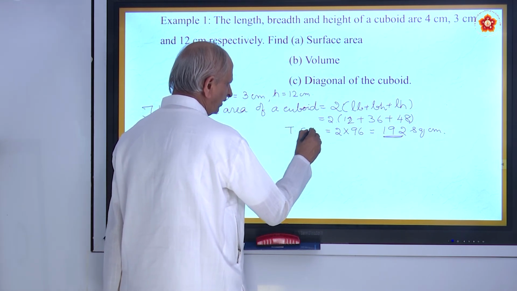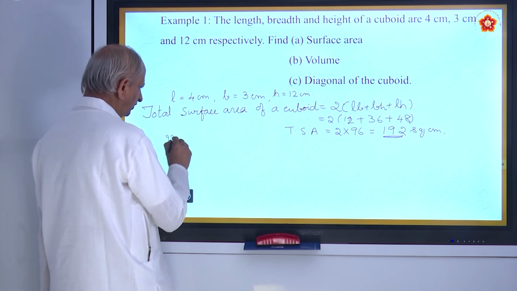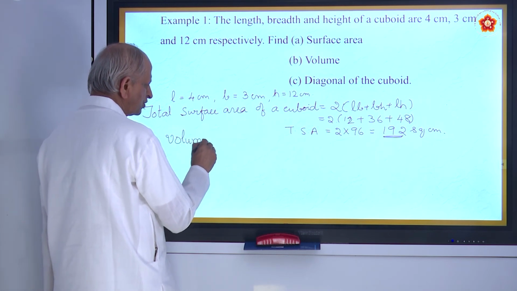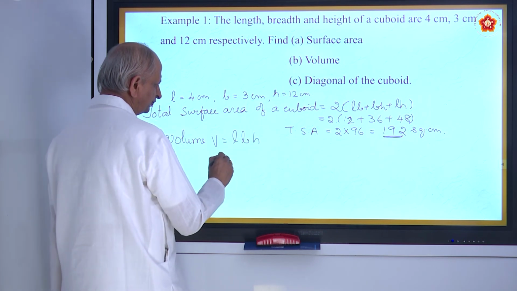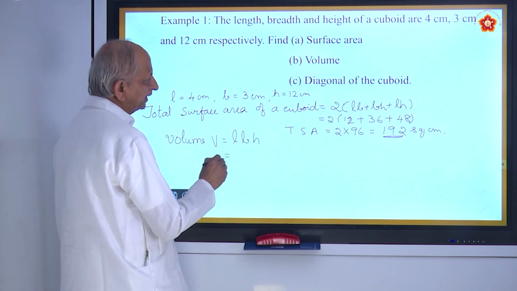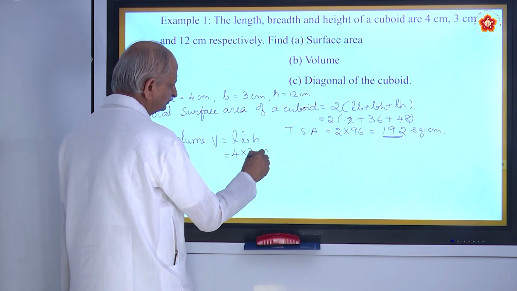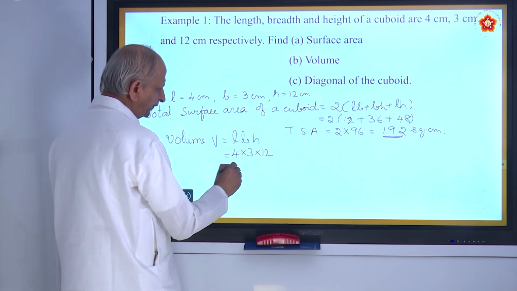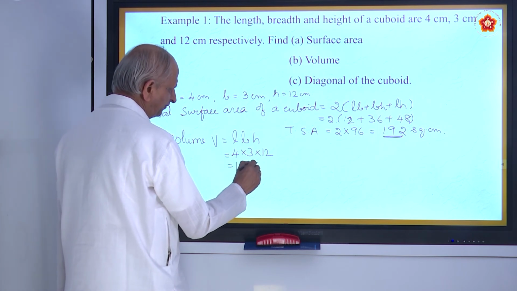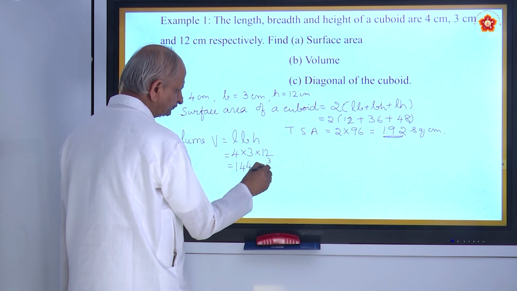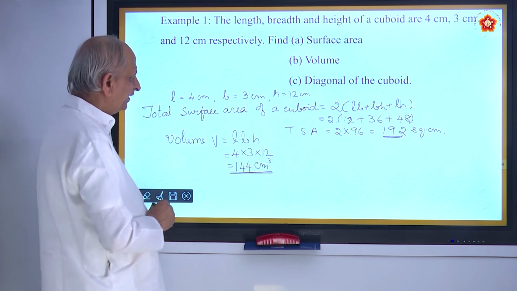TSA of cuboid. Then you have volume. Volume is equal to V, L, B, H. What is L? L is 4, B is 3, H is 12. So 4 3s are 12, 12 12s are 144. So much of centimeter cube or cubic centimeters. Coming to diagonal.